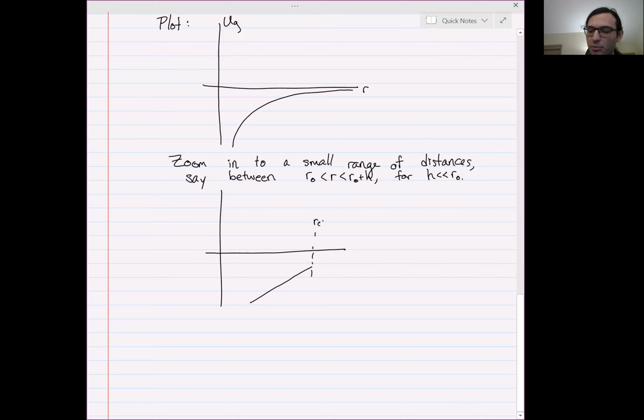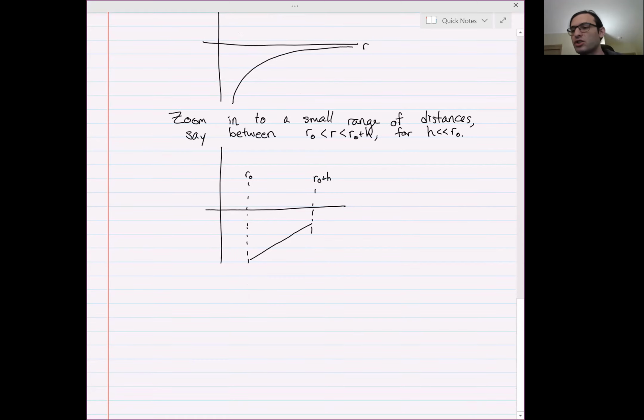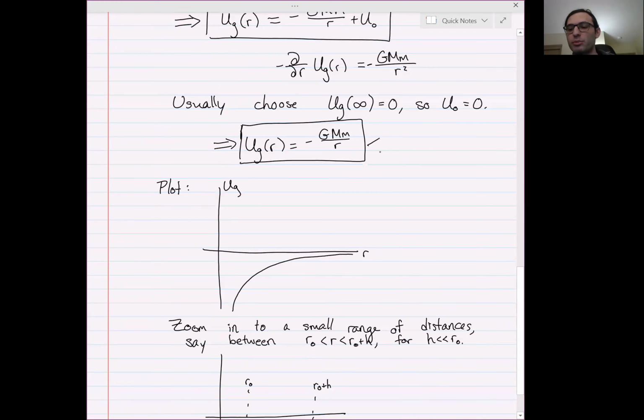This would be r naught plus h, and this would be r naught. It just looks like a line, and that shouldn't be surprising because that's how all functions work. So what have we been trying to do with gravity for the past couple minutes? We figured out what the gravitational potential energy is, which is good. Now we're going to show how the gravitational potential energy that we've worked with in the past, mgy, is just an approximation of this formula here.